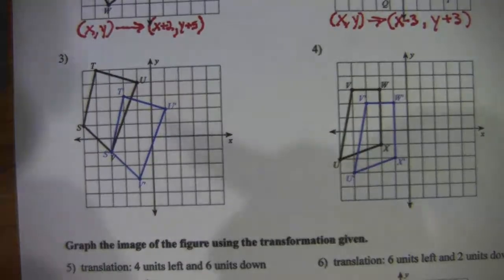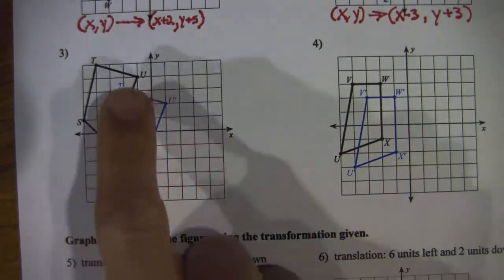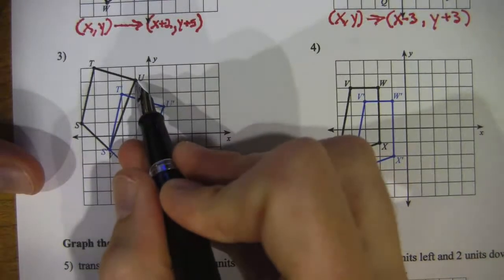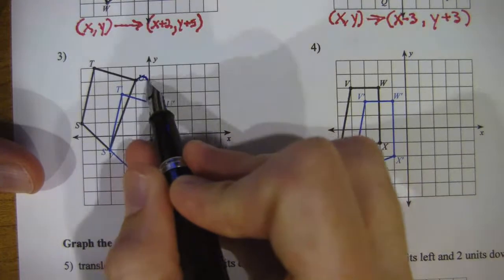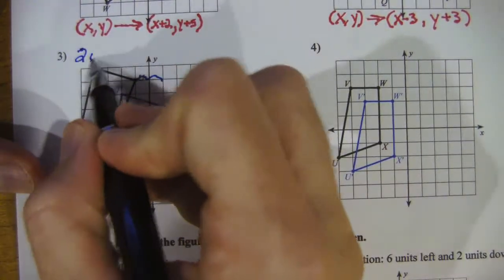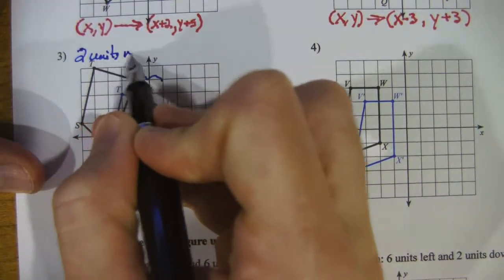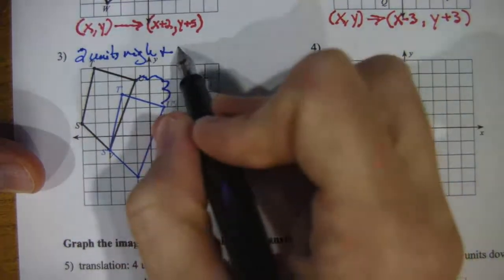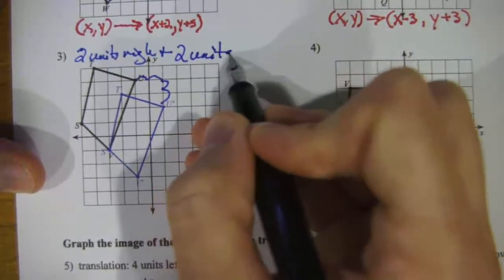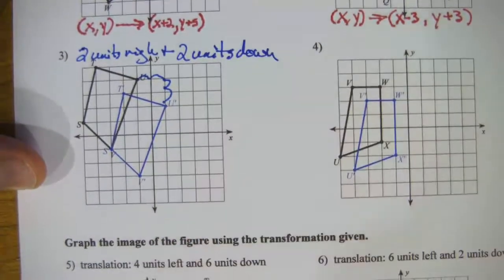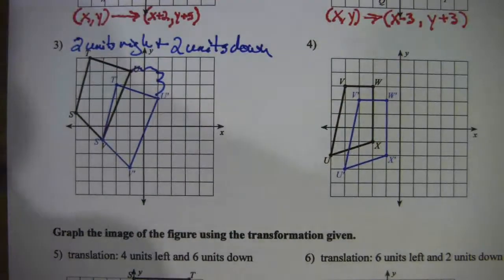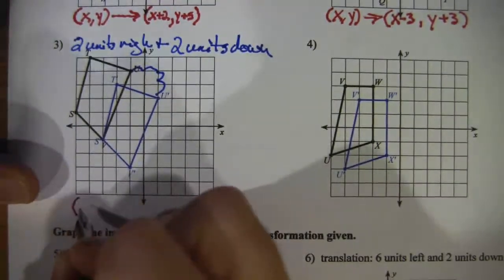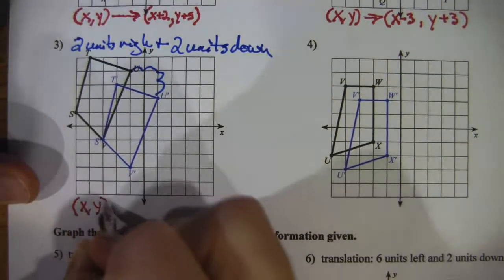In words, again, going from black to blue, I'm going to look at point U just because it's out there by itself. Looks like I'm going to go to the right 1, 2 spots. So 2 units right. And it looks like 1, 2 units down. So there it is in words. Let's write it in coordinate notation. So the coordinate notation for this, remember, always starts off with x's and y's. So x and y to represent the original pre-image.